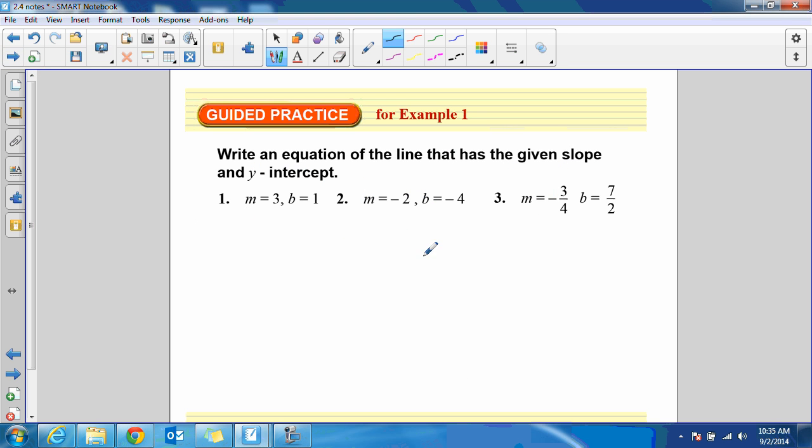You can do these on your own, but I'll do one with you. You just write slope-intercept form, so it'd be y equals your m, which is -3/4, x plus your b, which is 7/2. You can do those two on your own. They're pretty easy. You just write y equals mx plus b and plug it in, slope-intercept form.